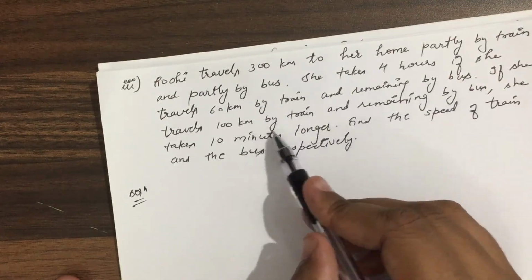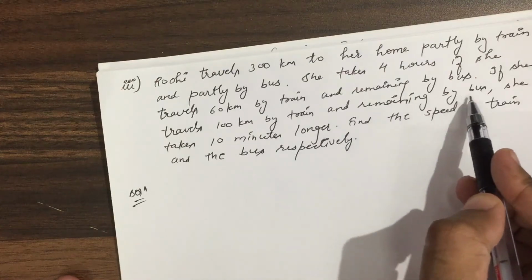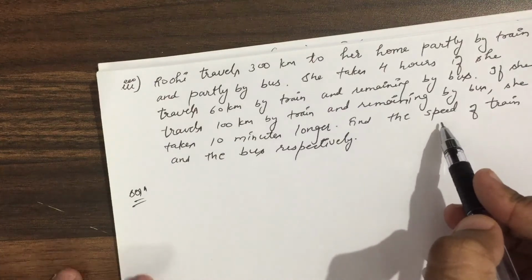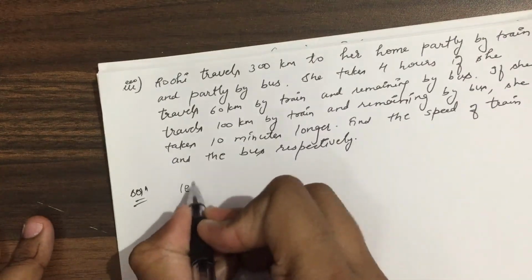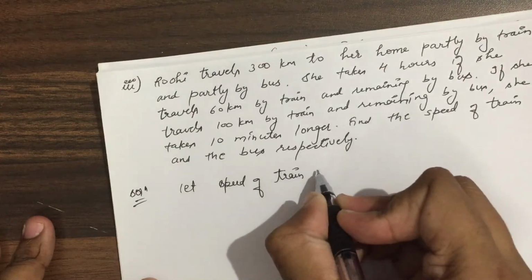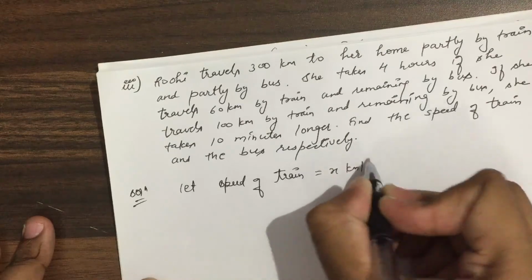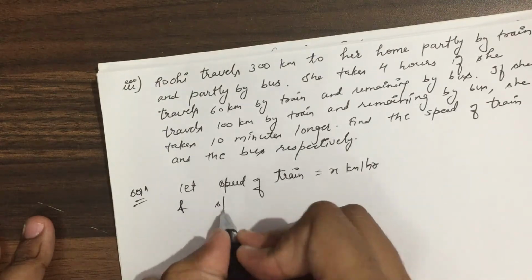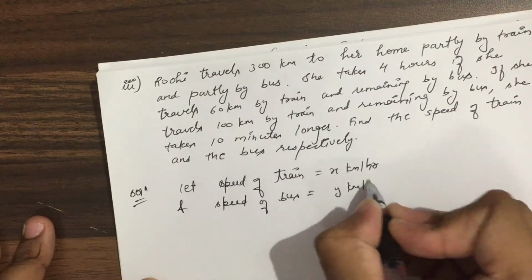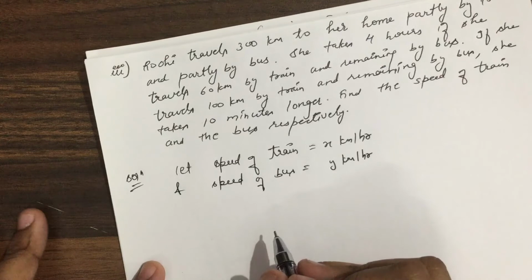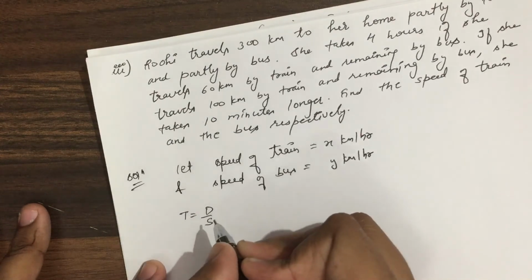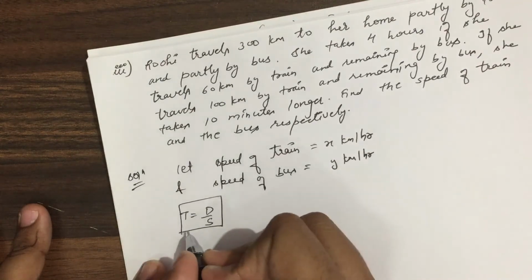If she travels 100 km by train and the remaining by bus, she takes 10 minutes longer. Find the speed of train and speed of bus. So let the speed of train be x kilometer per hour and speed of bus be y kilometer per hour. The formula used here is time equals distance upon speed. This is the formula which we will use here.